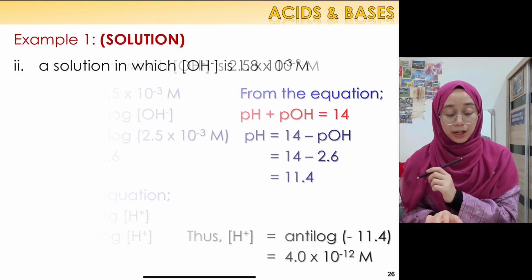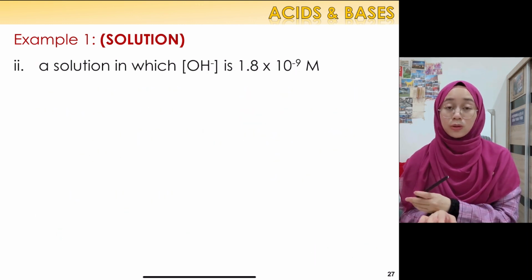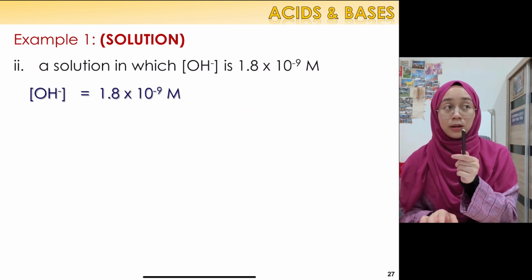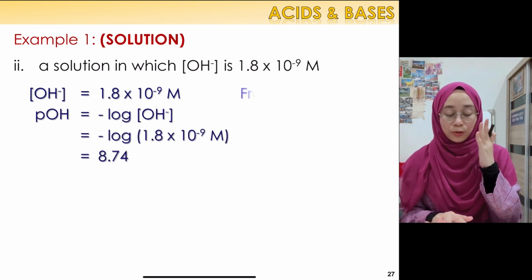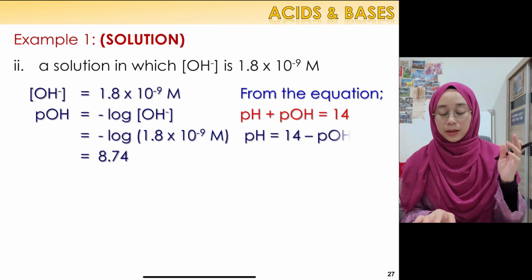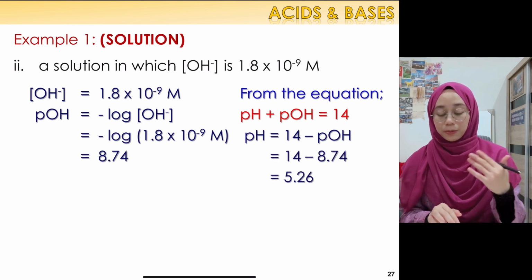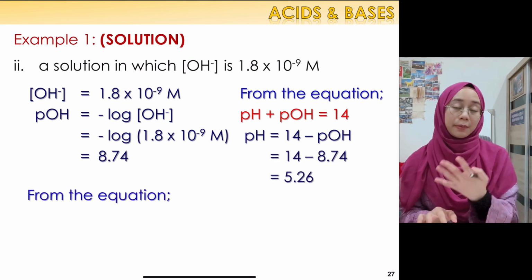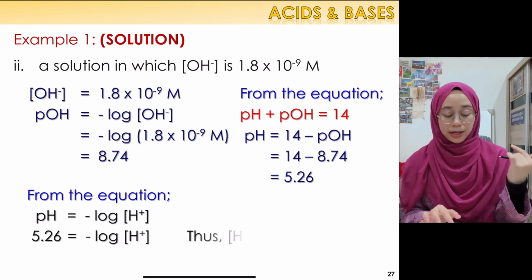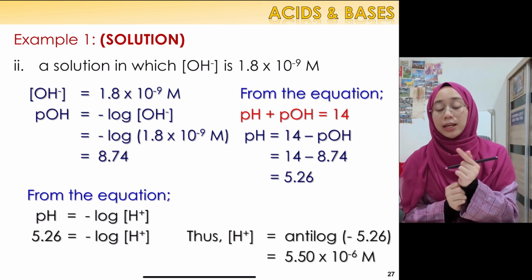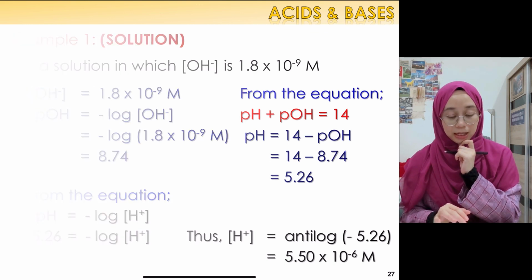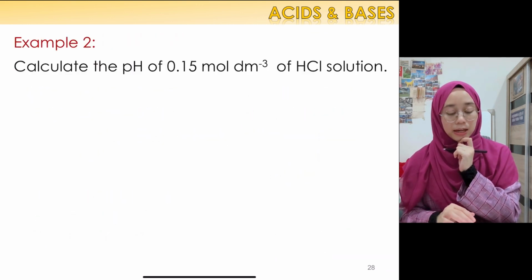So ini example 1. So do the same thing untuk example yang Roman 2 class. Konsep dia sama aja. First kita kena cari pOH dahulu and then kita kena cari dia punya pH pula. Okay, so pH dia 5.26 and then daripada pH value kita boleh cari the concentration of H plus, which is 5.5 exponent negative 6 molar dekat sini. Okay, and then example 2 pula.